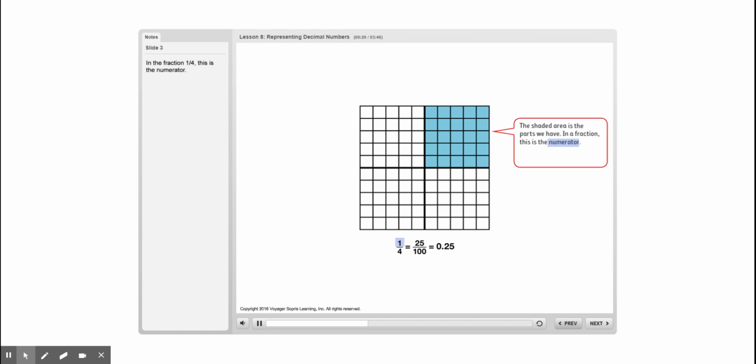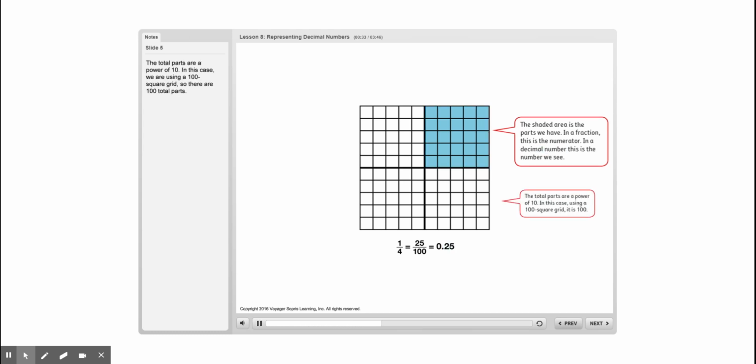In the fraction 1/4, this is the numerator. In the decimal number 25 hundredths, this is the number we see. The total parts are a power of 10. In this case, we are using a 100 square grid, so there are 100 total parts.